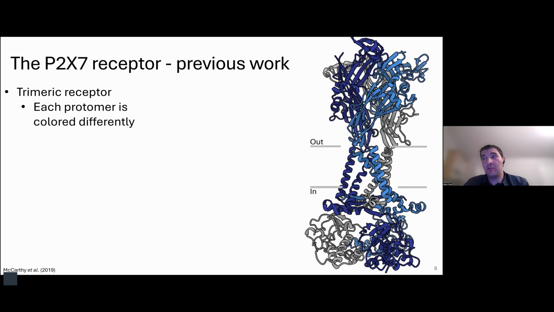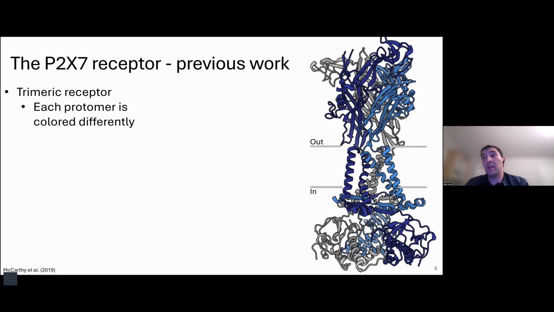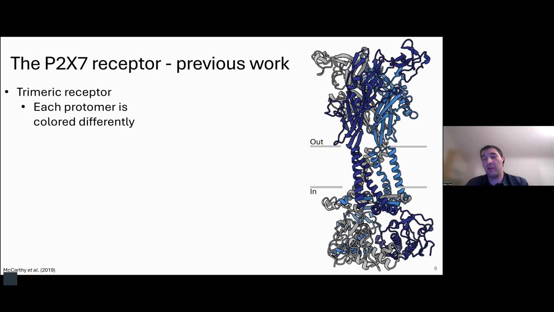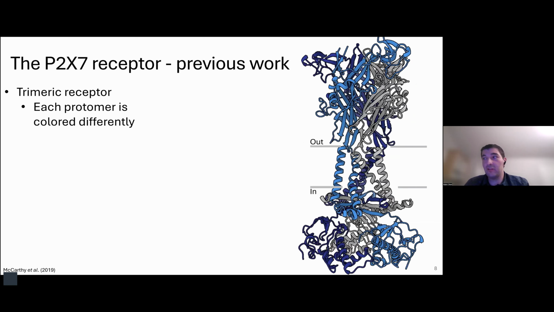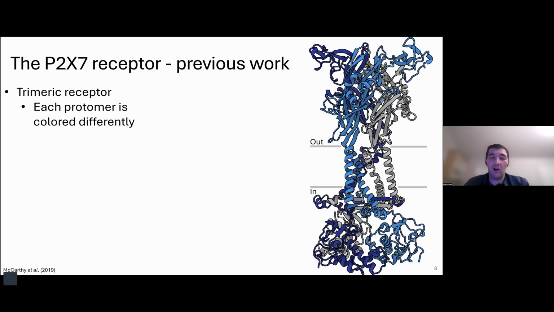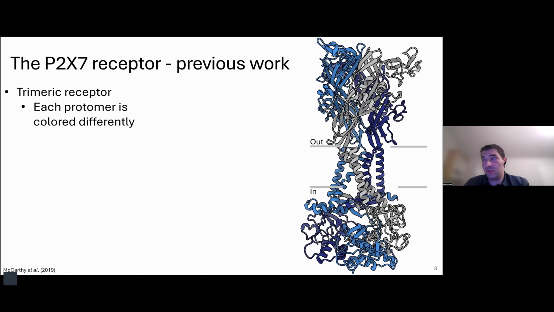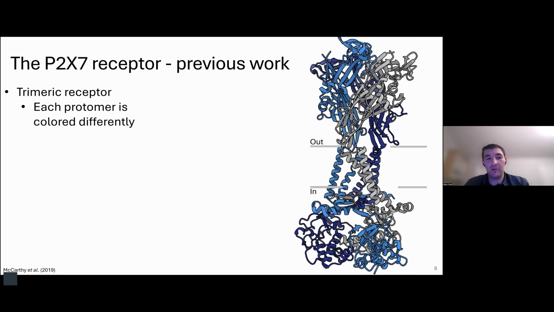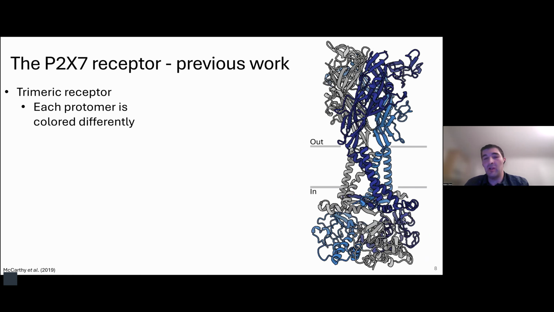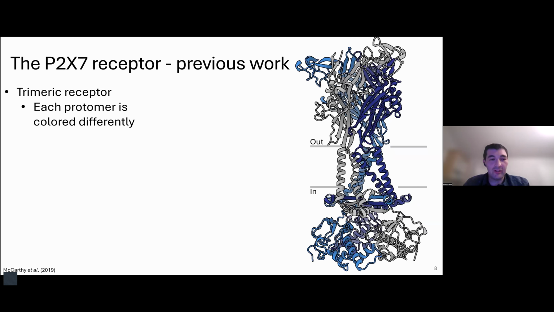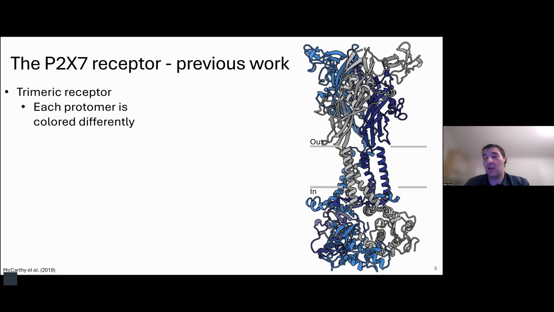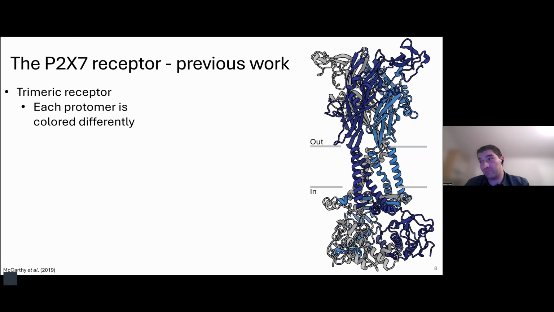So structurally, there are several important features of P2X7 that I want to point out, but first I want to orient you to the receptor. Like all P2X receptors, P2X7 is a trimeric ion channel where 3 protomers assemble to make the functional receptor. Here, I've colored each protomer a different color so you can see how the protomers come together.